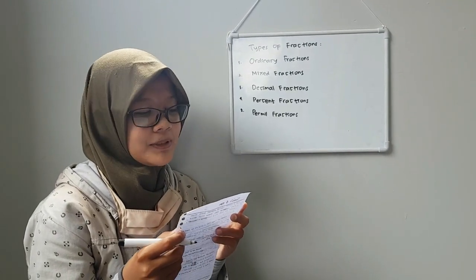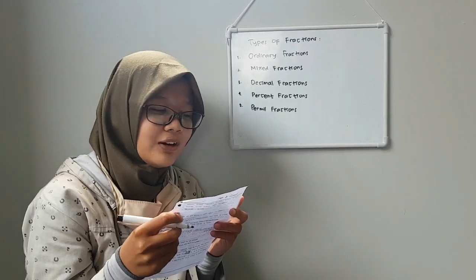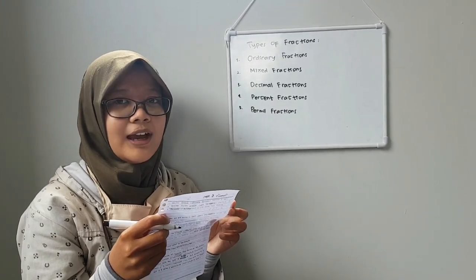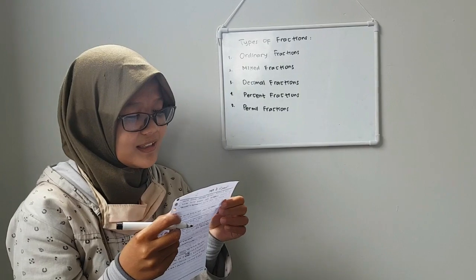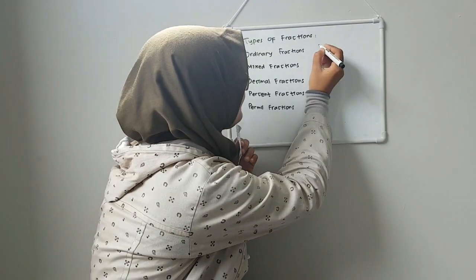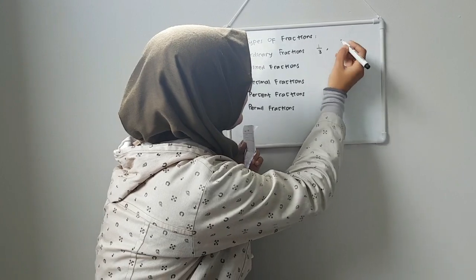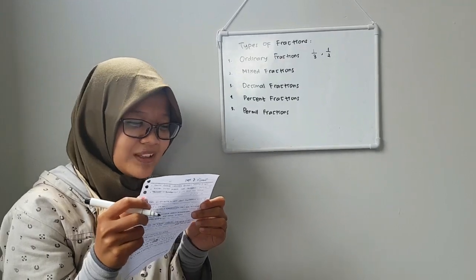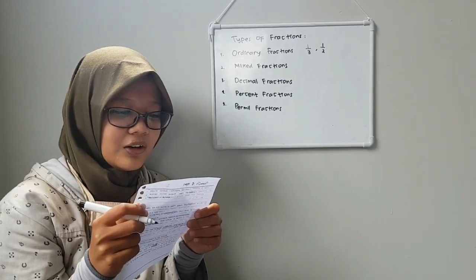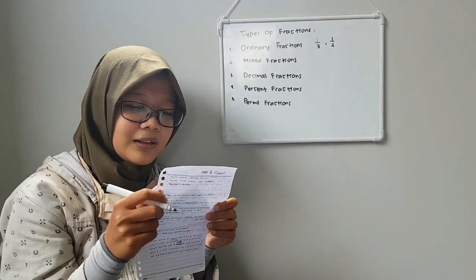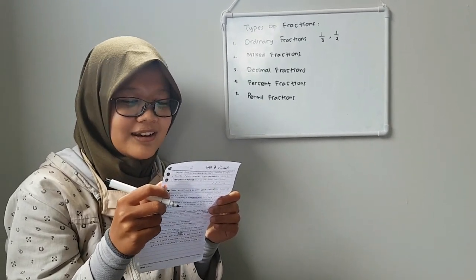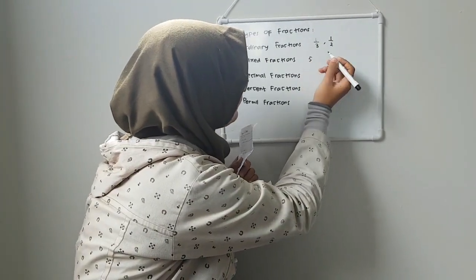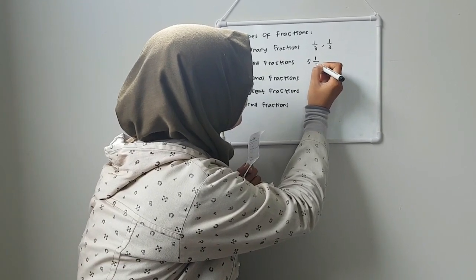There are 5 types of fraction. Number 1, ordinary fraction: a fraction that consists only of a numerator and a denominator. The examples are 1 over 3 and 1 over 2. Number 2, mixed fraction: a fraction that consists of an integer, a numerator and a denominator. The example is 5 1 over 4.